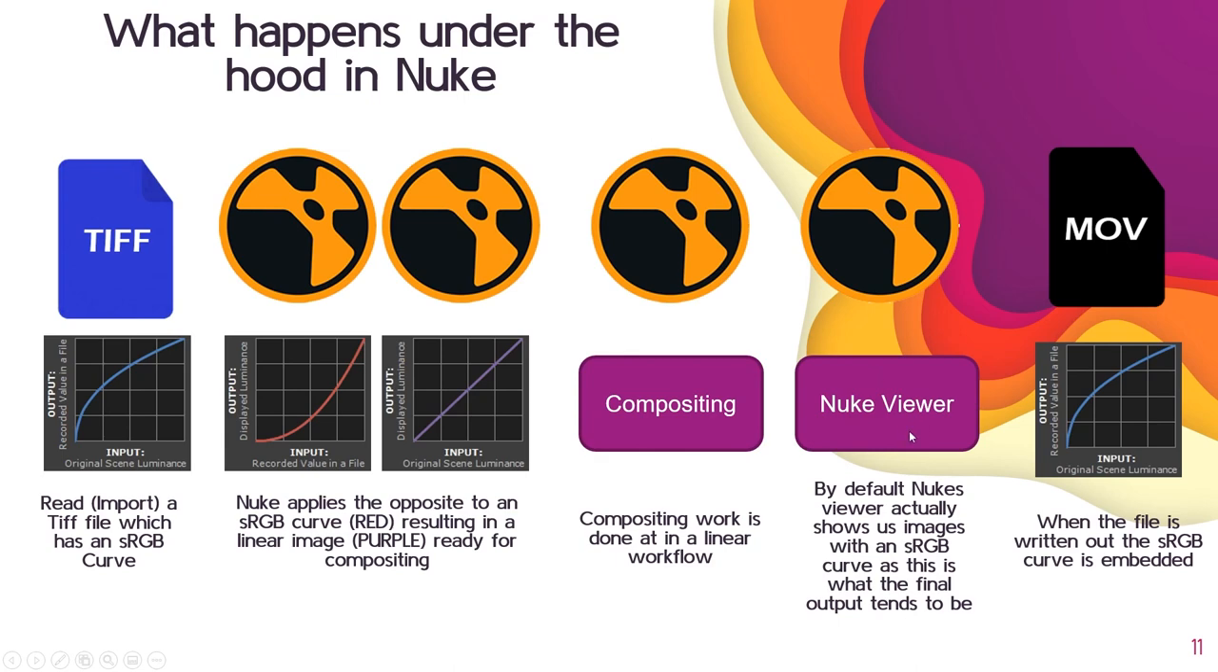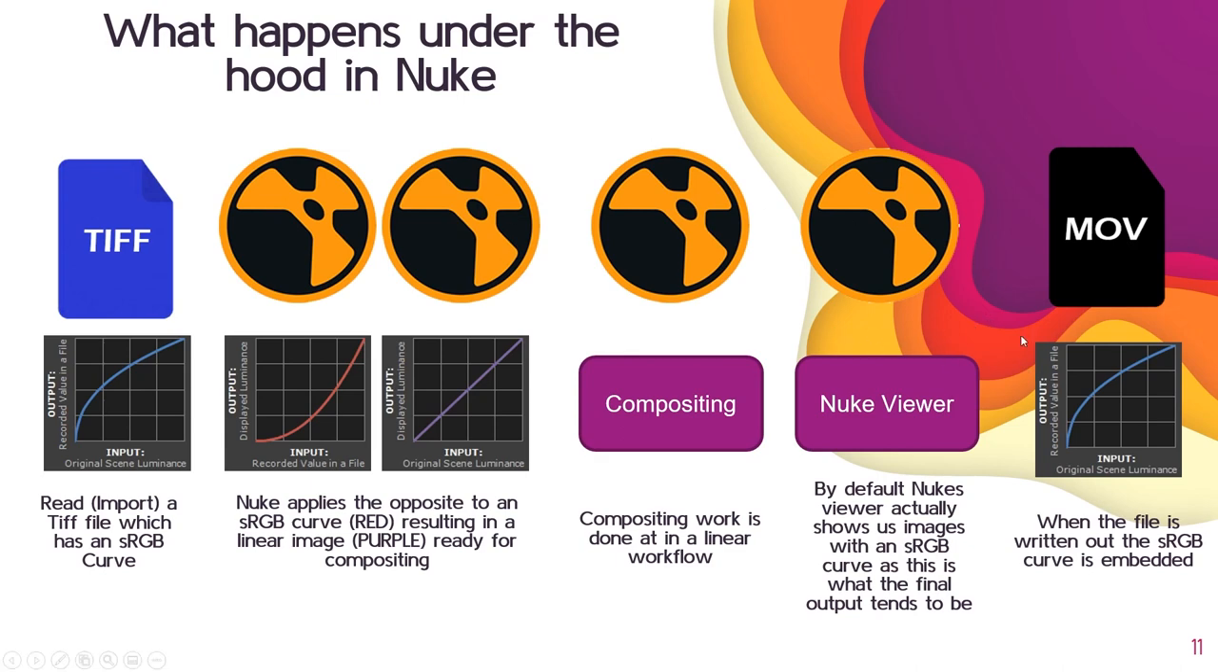However, this is where it gets a little bit more complicated. When you're viewing the Nuke viewer, it's actually applying an sRGB curve just to what you're seeing so that it displays at the correct brightness. The work is actually going on at a linear level, but it's applying this curve back to your viewer just so you see it correctly. Because remember, you've got to see it on your screen.